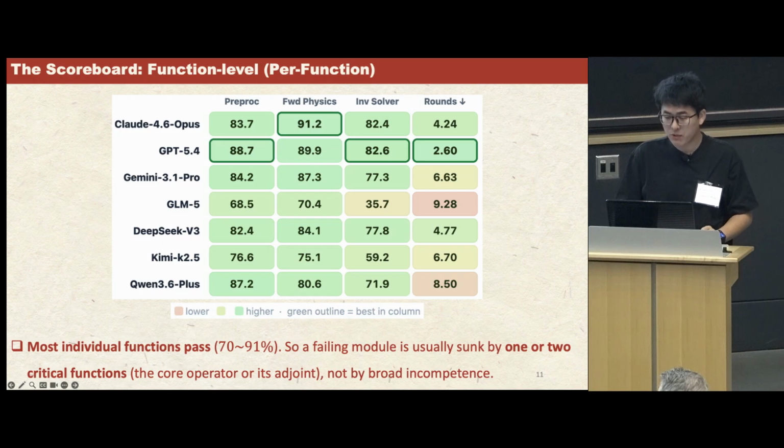And now let's take a look at the same runs per function, and the picture inverts. So most individual function passes are 70 to 90%. A failed module is just 1 or 2 critical functions, typically the core forward operator or its adjoint, that may sink the whole module. And when we classify why they fail, so numbers are not shown here, the single biggest category, 42%, is numerical convention drift, which is a sign, a scale, an axis order, a missing normalization. The code can run, the shapes are right, and the round trip test passes, but the physics is wrong. One example is in our backup slides: in multi-coil MRI, every single model dropped the MVUE coil normalization, which is the minimum variance unbiased estimator coil estimation. It is not occasional. Claude reproduced that exact error 47 times out of the 50 runs. So the model knows the convention, but it just won't invoke it.